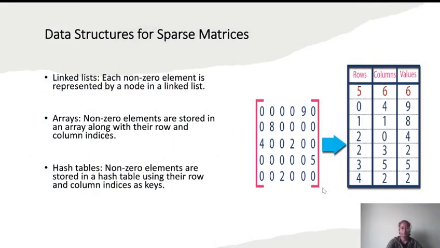Data structures for sparse matrices. Linked lists: each non-zero element is represented by a node in a linked list. Arrays: non-zero elements are stored in an array along with their row and column indices. Hash tables: non-zero elements are stored in a hash table using their row and column indices as keys.